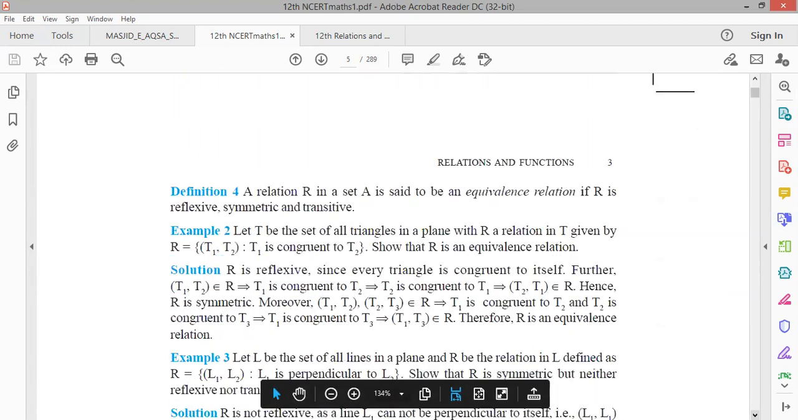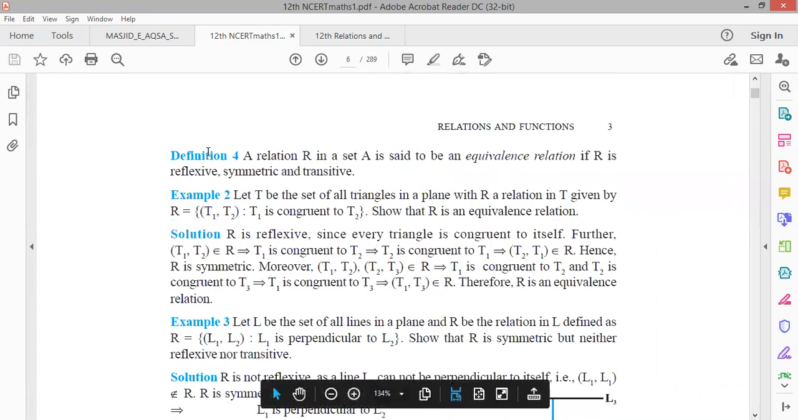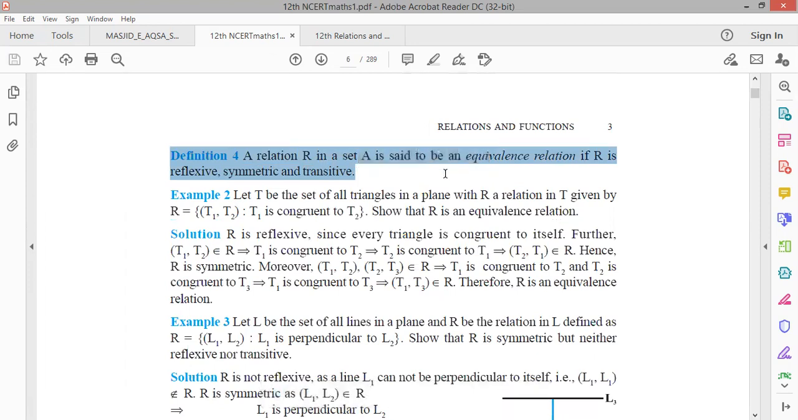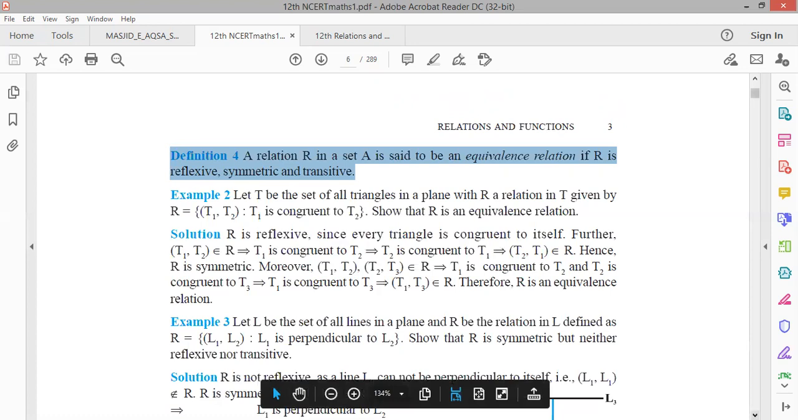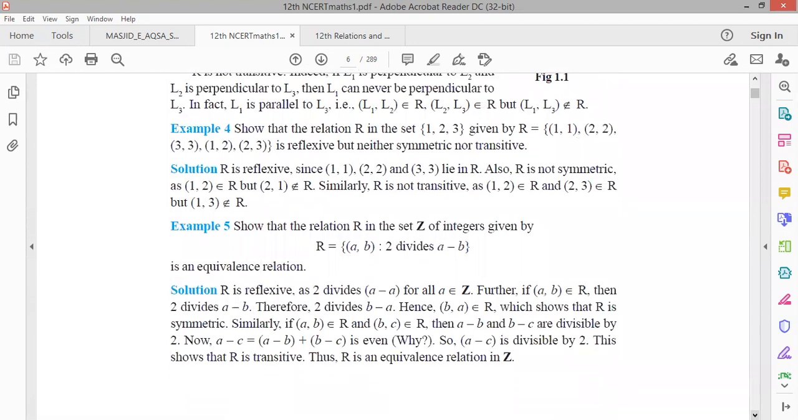Once again, we have some exercises on this, and next is the definition of equivalence relation. A relation is said to be an equivalence relation if it is reflexive, symmetric, and transitive. Sometimes a relation is such that it is at the same time reflexive, symmetric, and transitive. Such a relation is called an equivalence relation. We have different examples on this, which are solved in your text.